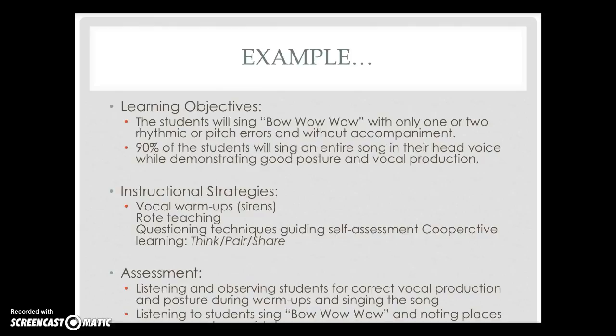Learning objectives: The students will sing Bow Wow Wow with only 1 or 2 rhythmic or pitch errors and without accompaniment. 90% of the students will sing an entire song in their head voice while demonstrating good posture and vocal production. Instructional strategies: vocal warm-ups, rote teaching, questioning techniques, think, pair, share. Assessment: listening and observing, and listening to students sing Bow Wow Wow, and noting places on a score where mistakes occur.